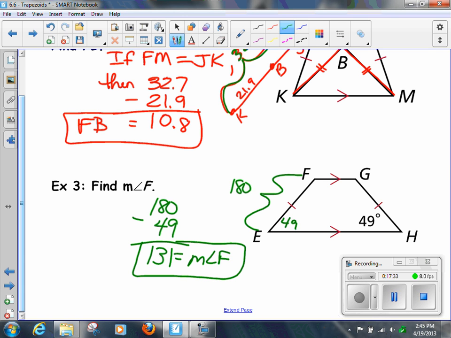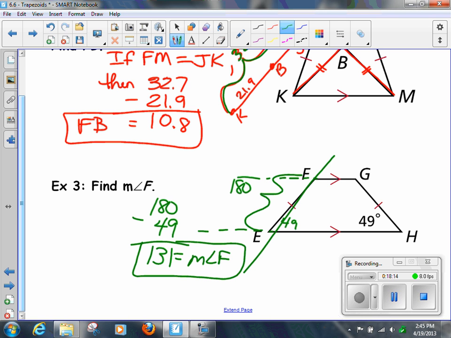E is 49 because H is 49. Base angles are congruent, which means 49 and 49. Then remember we're dealing with parallel lines, because these are same side interior angles, angle E plus angle F will total 180. So all we do is take 180, take away 49, and we get 131.